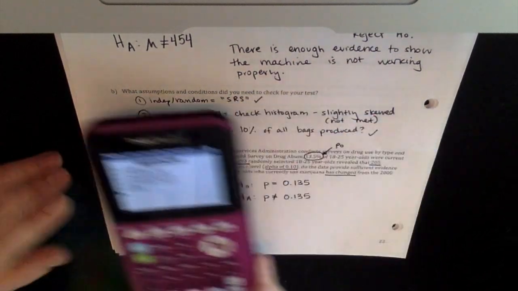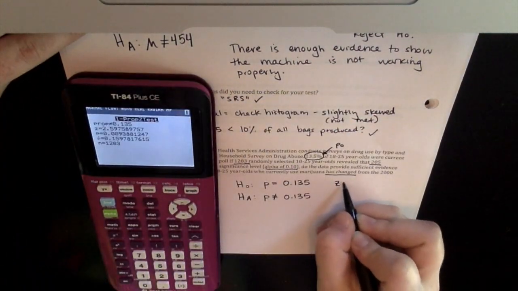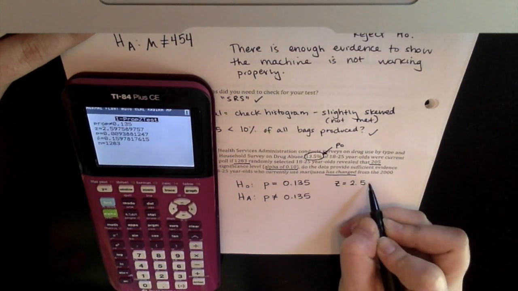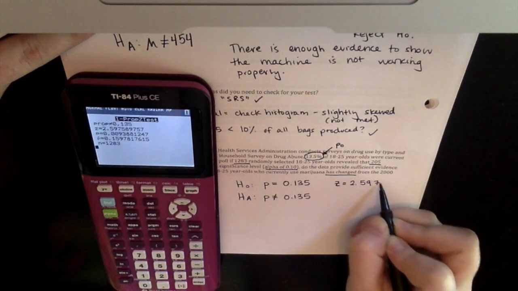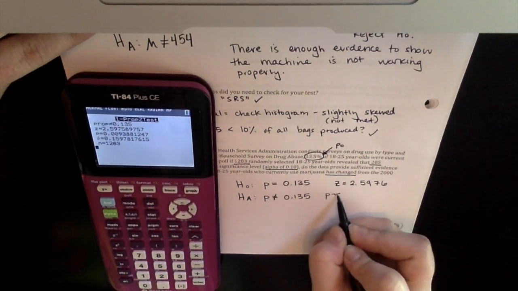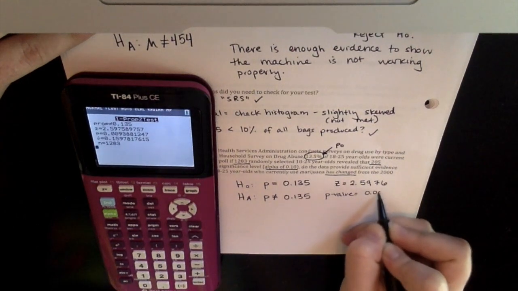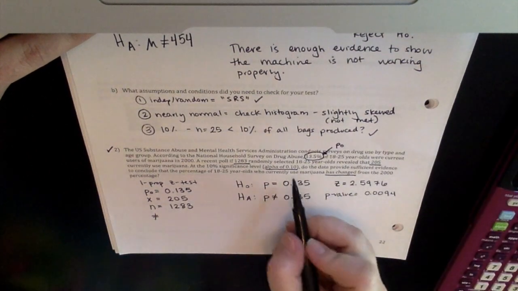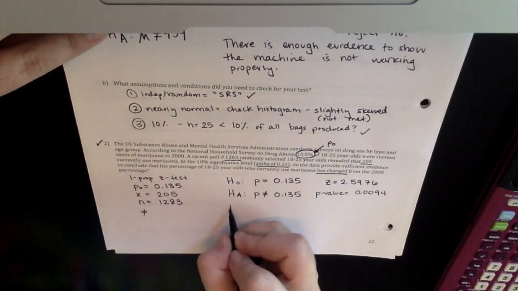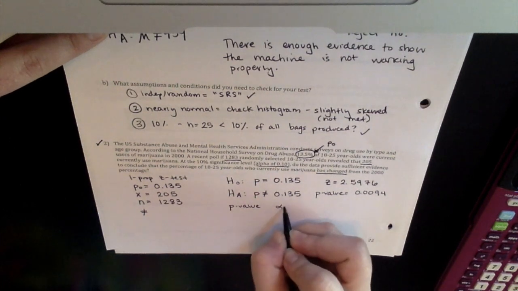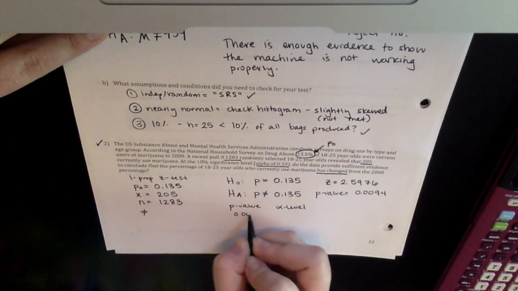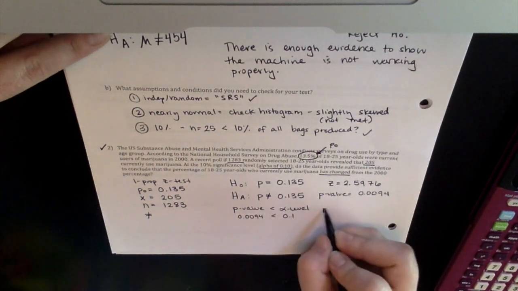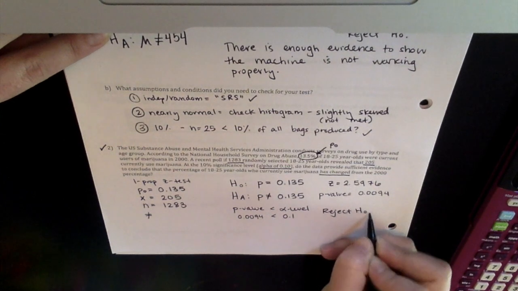So if we run this test, we get, I'll write them over here so the calculator is still on the screen. Z is, so it has gone up. It's 2.5976 standard deviations above the mean. And the p-value is 0.0094, very small p-value. So we are comparing this to alpha of 0.1. So our p-value and our alpha level, so this was 0.0094, and alpha was 0.1. P is definitely less than alpha, which means we will reject the null.